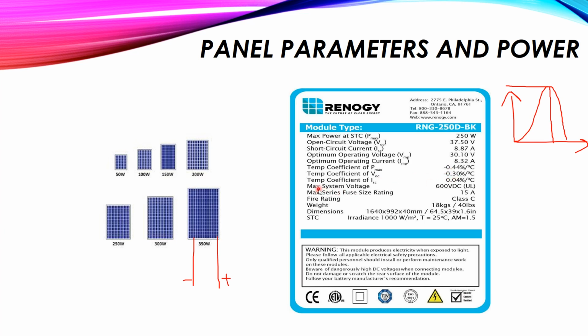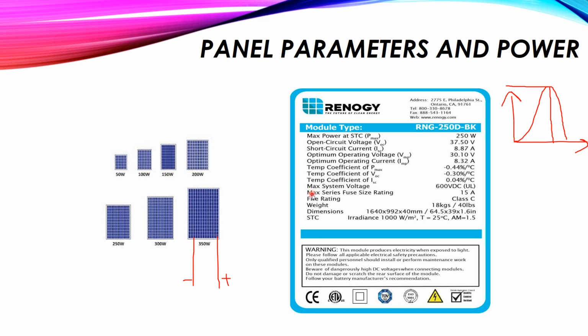Now we will find the maximum system voltage, which matters when we connect a group of panels together in series. The maximum system voltage is 600 volt DC. Where did we get this value? The 600 volt is in the data sheet, and this value is from the NEC, or the National Electrical Code. The National Electrical Code says that the voltage must not exceed 600 volt DC, so panels connected in series should not exceed 600 volt.